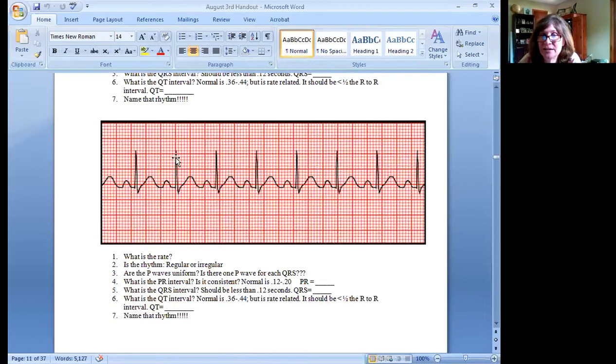Here, the second complex QRS fell on a heavy line. So let's start there. 1 large box, 2, not quite 3, about 2.8 boxes. You know, it's not quite 3. So what's 300 divided by 2.8? 107. What? That's sinus tach.